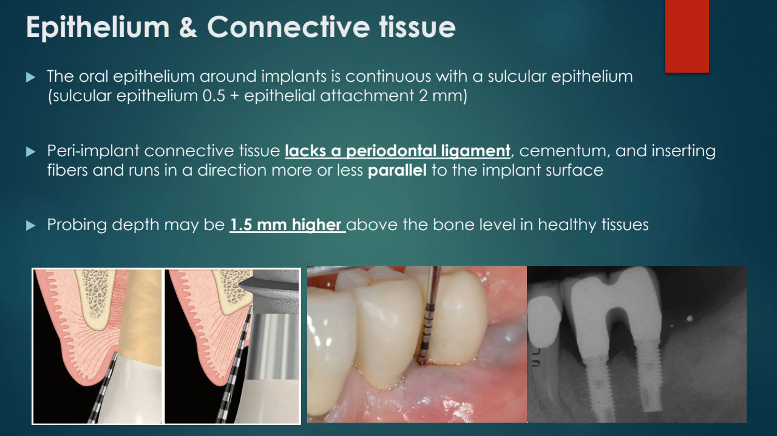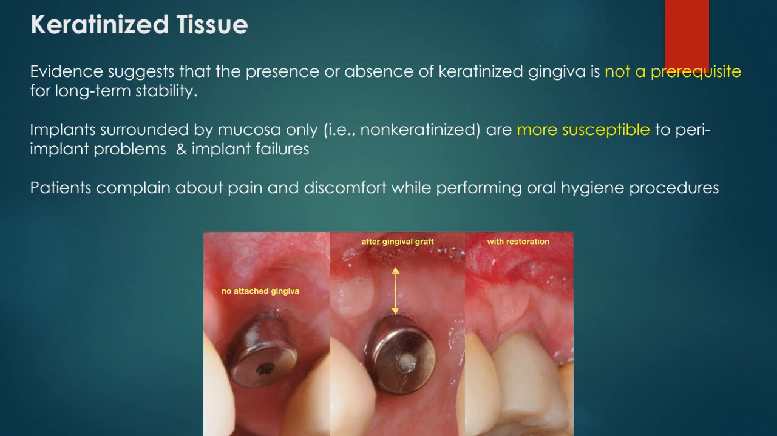This is why we should be very careful when we're probing around implants. Okay. Keratinized tissue is very important. Like natural teeth, we have to have at least 2 millimeters of keratinized gingiva around the implants or the tooth, and they're also susceptible to inflammation, gingivitis. But in implants we call it peri-implant mucositis, and when there is bone loss around the implant, we call that disease peri-implantitis.